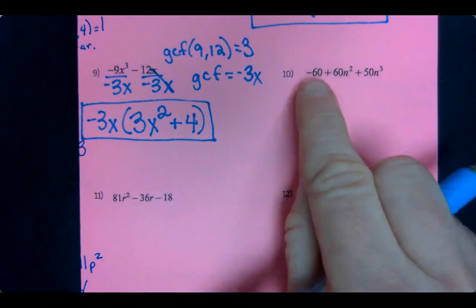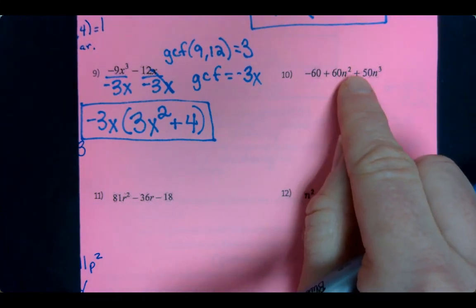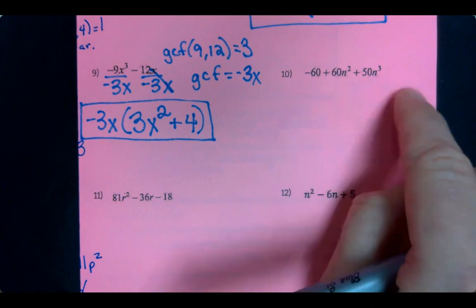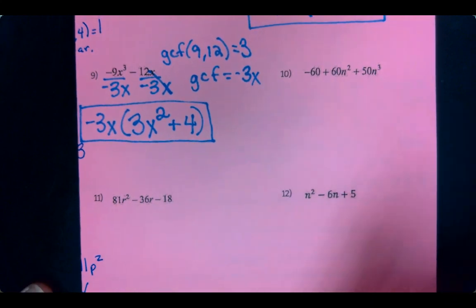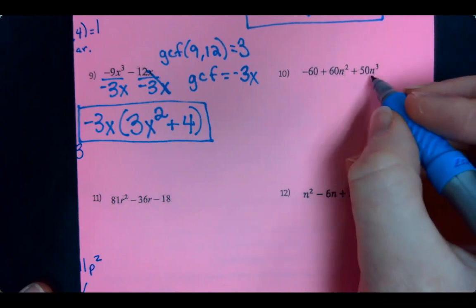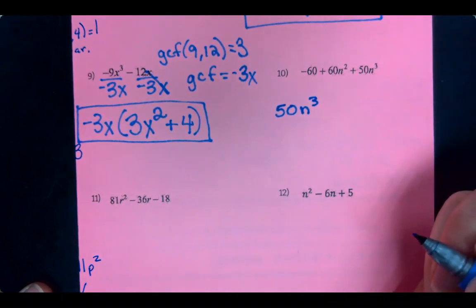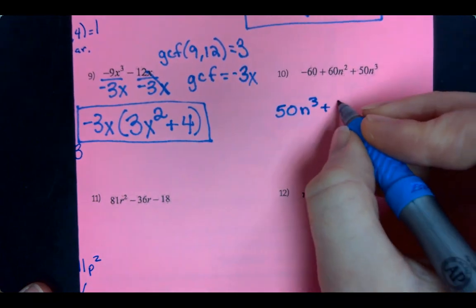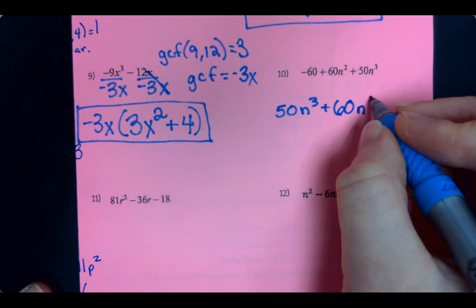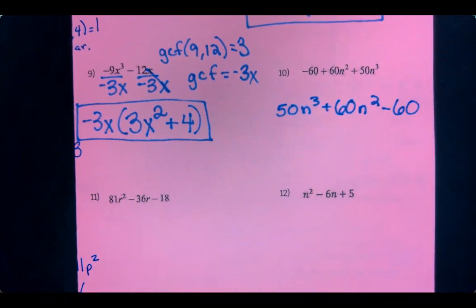Let's look at the next one. Negative 60, 60n squared, plus 50n cubed. This is not in the correct order. We have to reorder it before we do anything else. So you always want the biggest exponent first. So we're going to put in 50n cubed plus 60n squared minus 60. So make sure that you reorganize it before you begin anything else.